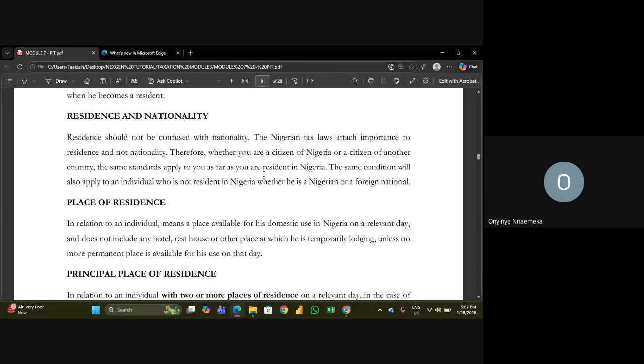You can be a Nigerian and also an Algerian or American. I don't know. Do you get? But what we as tax authority, I'm not a tax authority, but at this moment I'll consider myself as one. What we are concerned about is residence and not nationality. Are you a resident of Nigeria? Therefore, whether you are a citizen of Nigeria or another country, the same standard applies to you as far as you are a resident in Nigeria. It's residency that we are after. The same condition will apply to an individual who is not resident in Nigeria, whether he's a Nigerian or a foreign national.